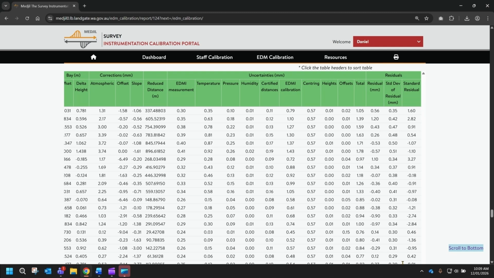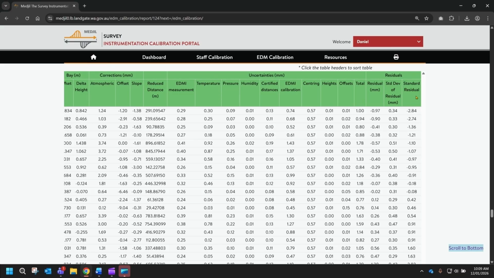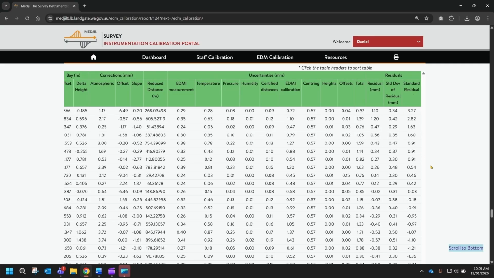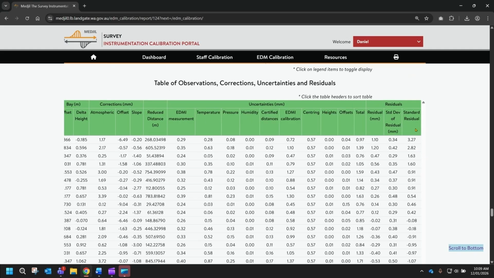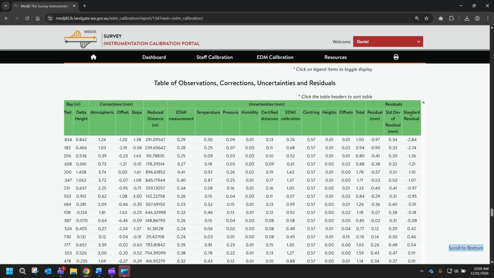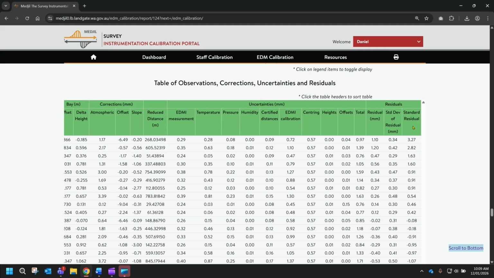particularly these last columns I use a lot. We've got the residuals, the standard deviation of residuals, and the standard residuals. You can actually click on a header to sort it. One little problem with that is that the standardized residuals are sorted by not absolute. So you actually have the worst ones here and the worst ones down here if you're going back and forth. That can be a little bit tricky.